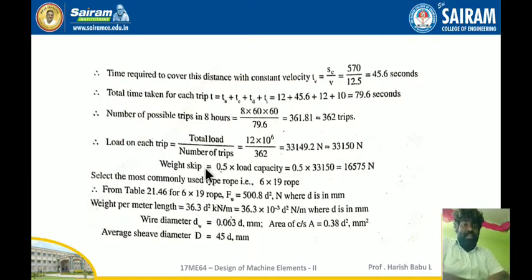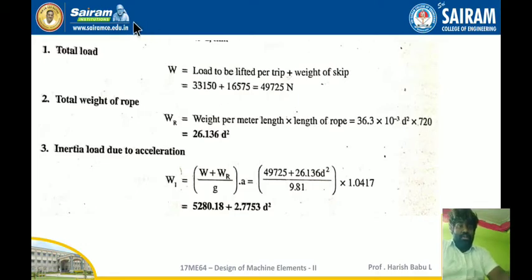So the weight of the skip, 0.5 times the load capacity, will be 16,575 Newton. So select the most commonly used rope. I'm going to select 6 into 19 rope. All the data, that is FU, weight per meter length, dw, D, area of cross section, everything will be taken from the table. So the first step is the total load, that is W, equal to the load to be lifted per trip plus the weight of the skip. So I'm going to get 49,725 Newton.